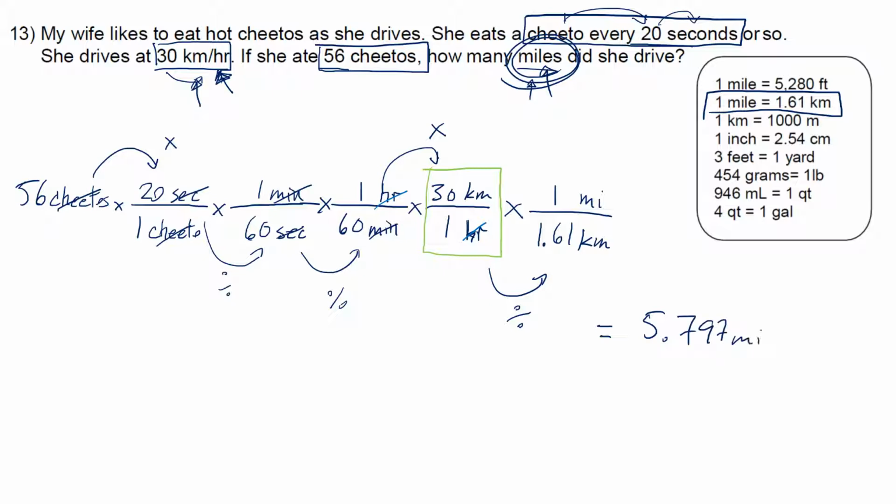5.797 miles. But notice I only gave you 2 digits in these problems, only 2 sig figs. So we're going to rewrite that as just literally 5.8 miles, all right? Because of sig figs, I can only give 2 digits. The problem gives me 2 digits, okay?